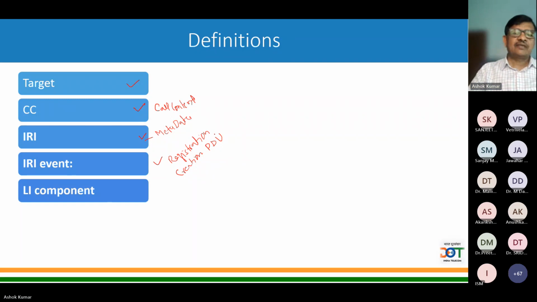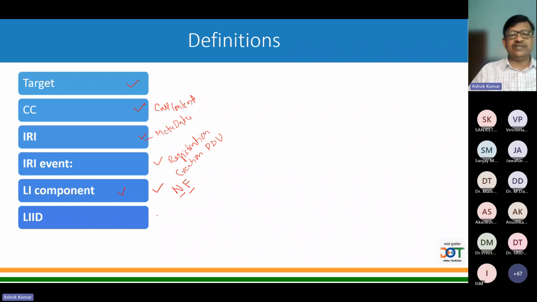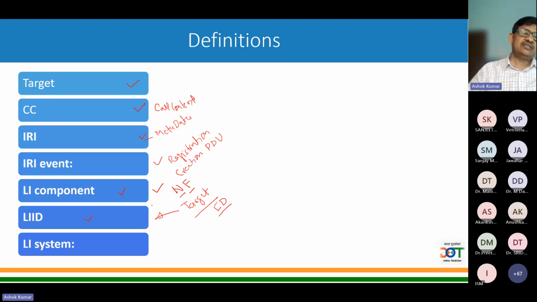The next terminology is LI component, lawful interception component. Those network functions which are handling lawful interception related activities are called LI components of the architecture. And then we have LIID, Lawful Interception ID. Whenever a target is provisioned for interception, an ID is created for that particular interception. That is called LIID, and it is used to track all the activities being carried out for that purpose. Every interception provisioning is done using an LIID. And then we have LI system. If all the LI components are put together into the overall architecture, we call it the LI system.